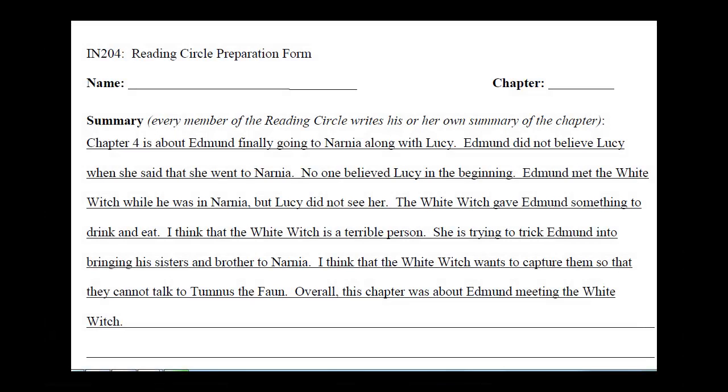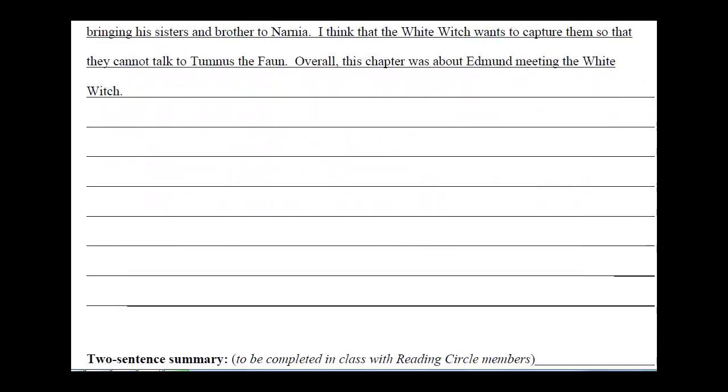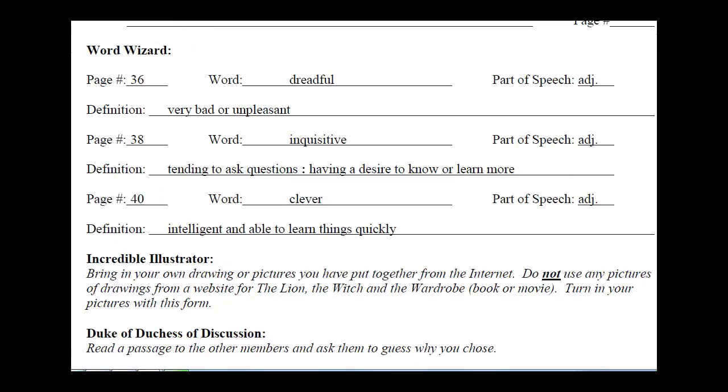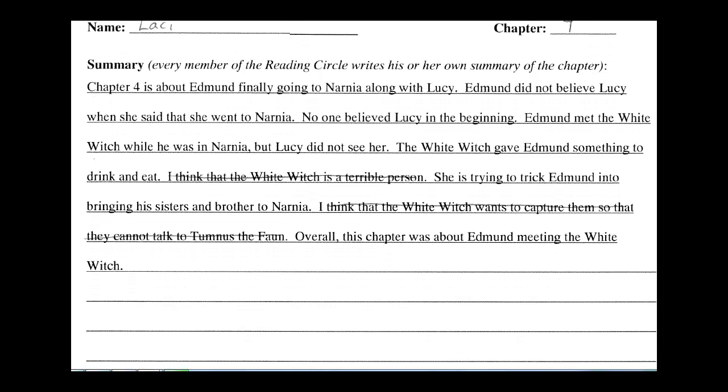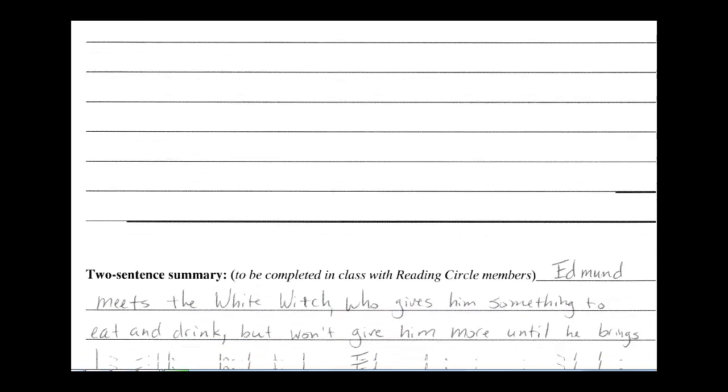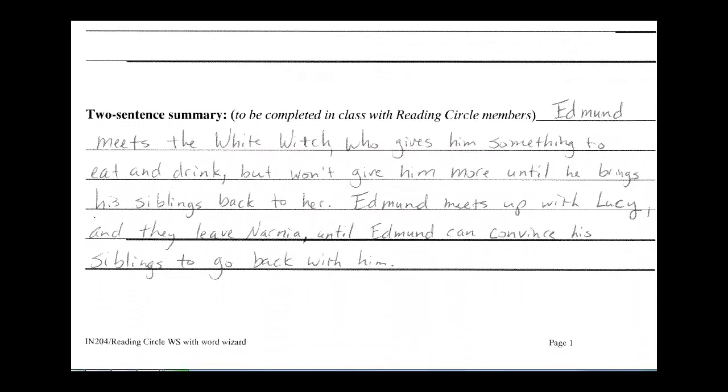Good job, Joan. Finally, I want to show you what each person should turn in at the end of their reading circle. Remember that when you come to class, you should have already printed off the handout from the class website and filled in the part for your roles for that week. This person was the word wizard, so they filled out the summary, and then the word wizard section of the handout. As class went on, they filled out everything else. Notice that they put their name and what chapter they were using, any changes that they made to their summary, and then they added everything else that happened in the reading circle.